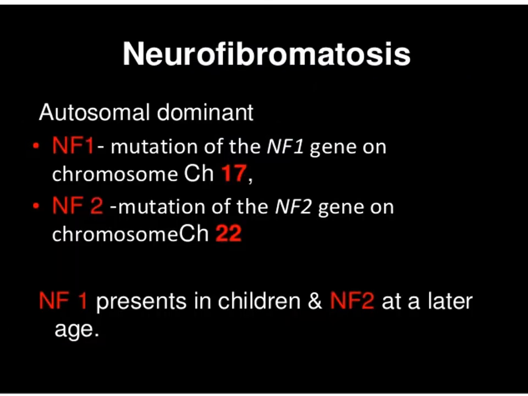diseases. Neurofibromatoses are autosomal dominant disorders. We have two types, neurofibromatosis type 1 and type 2. In type 1 there is a mutation of the gene on chromosome 17, and in type 2 a mutation on chromosome 22. Neurofibromatosis type 1 presents in children, and type 2 at a later age.